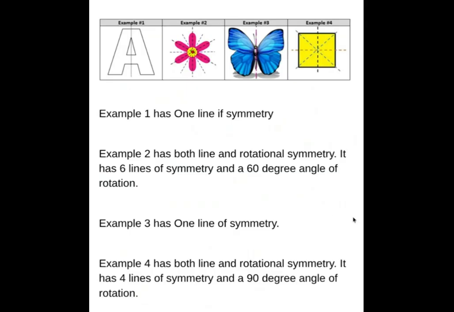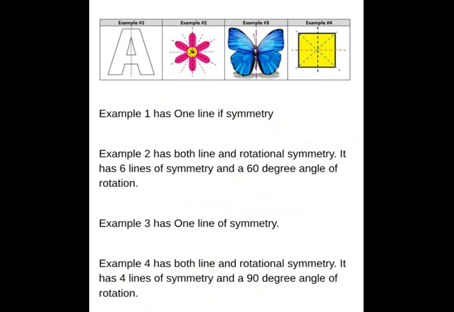And then finally, you will be asked in a separate quiz to determine lines of symmetry and rotational symmetry. You can see some examples here on the screen. So I first have example 1, the letter A. This one has one line of symmetry, one line that you can draw in either a vertical, horizontal, or diagonal fashion, that when you fold the shape along that line, all the points line up exactly.